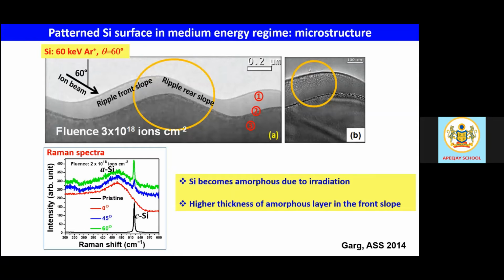Good. So here is the microstructure. As I told you, microstructure evolution is very important. This is a cross-sectional transmission electron microscopic image obtained from a silicon surface which was bombarded by 60 keV argon ions at an angle of incidence of 60 degrees with respect to the surface normal. Here the geometry is shown very nicely, and we can see three clear zones getting created. One is the top layer, which became completely amorphous. This white contrast says that it is an amorphous layer.